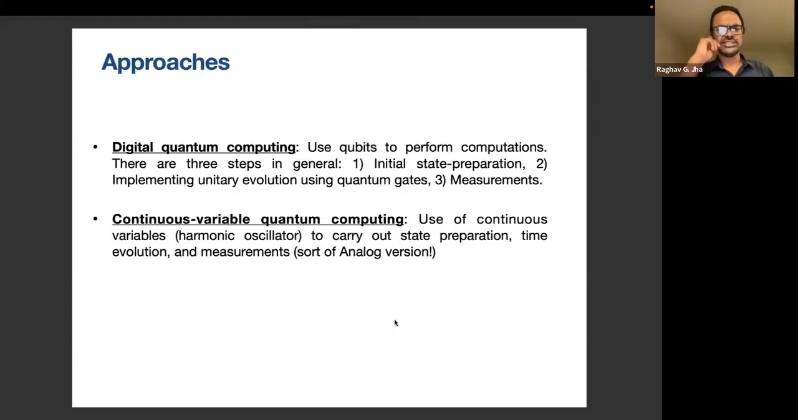So there are two approaches in general to quantum computation. One is the more well-known digital quantum method, which makes use of qubits to perform computations. There are 3 steps in general.